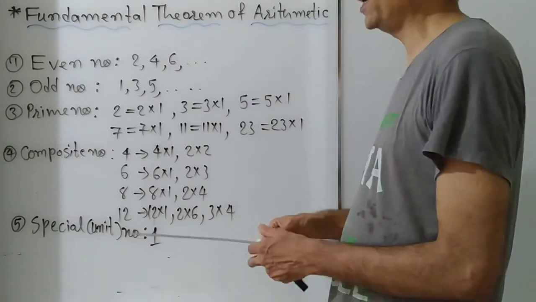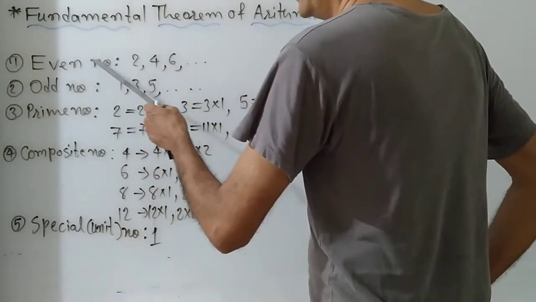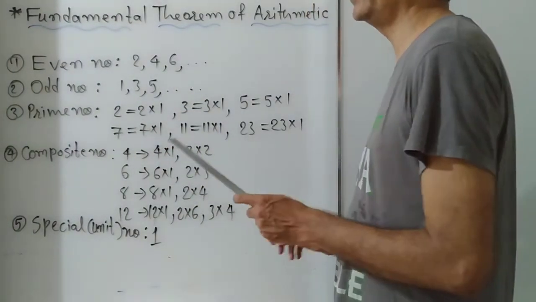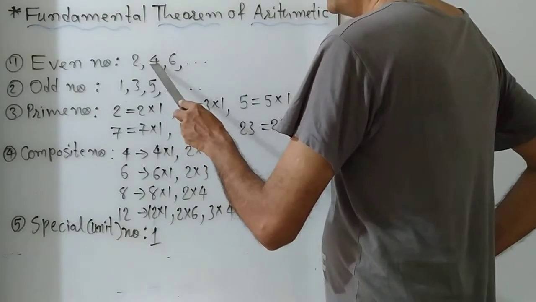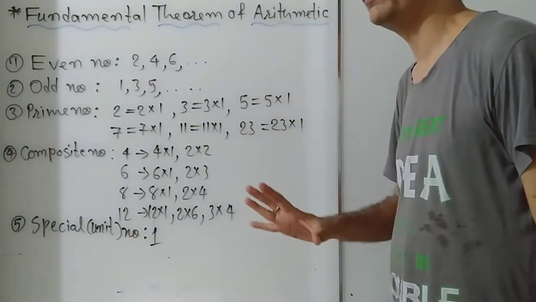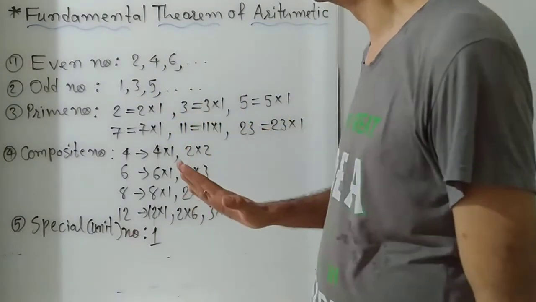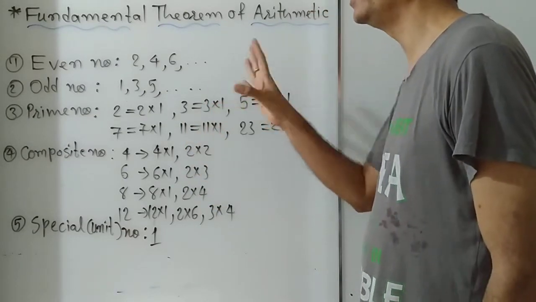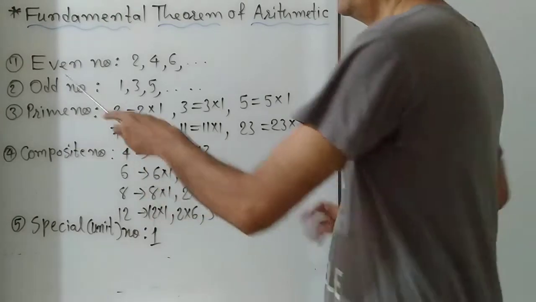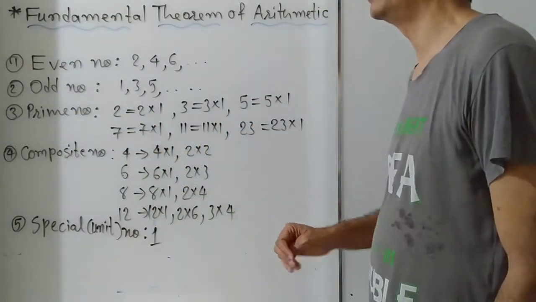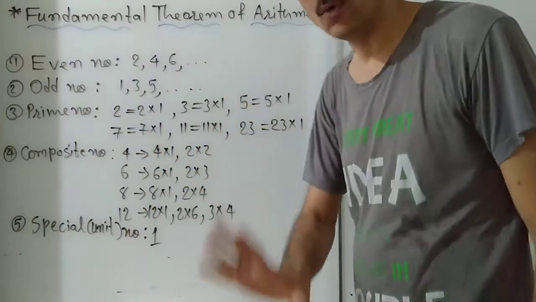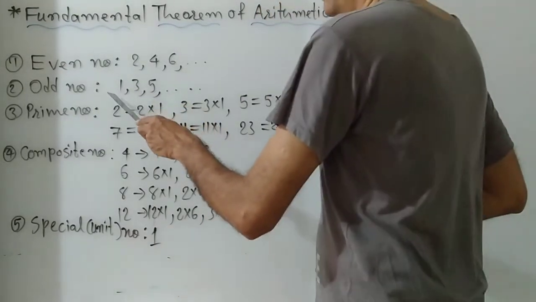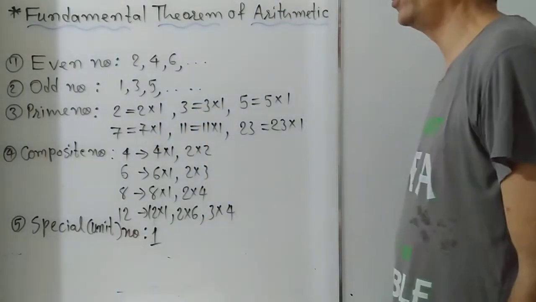Let's understand what is meant by an even number. You are quite familiar with even numbers, very simple for you. 2, 4, 6, those numbers which are multiples of 2, or those numbers which are divisible by 2, are called even numbers. What is meant by an odd number? Those numbers which are not even are called odd numbers. 1, 3, 5 are odd numbers.